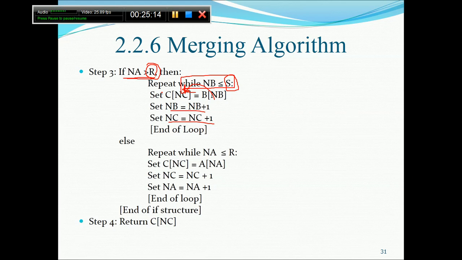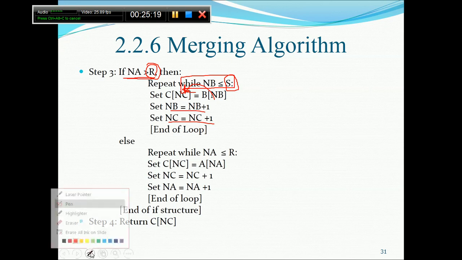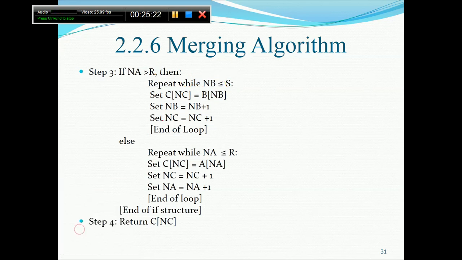So it says, if NA is greater than R, this means what? NA has already crossed R, right? R is the number of elements, but NA is more than R. This means array A has already been exhausted, so you have to copy from array B.